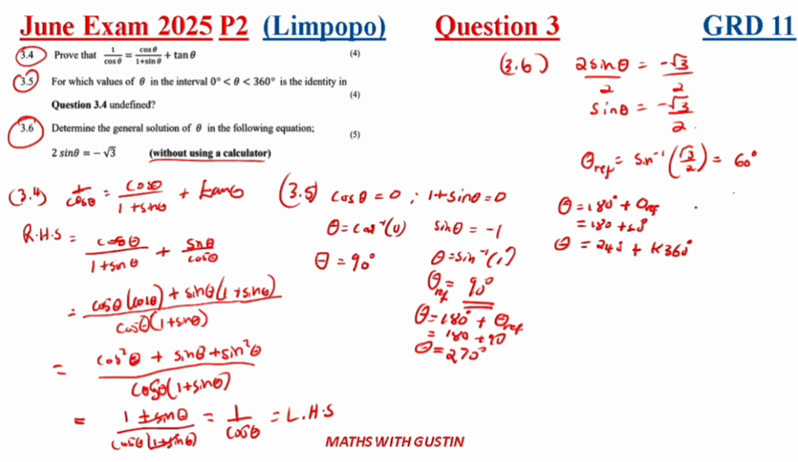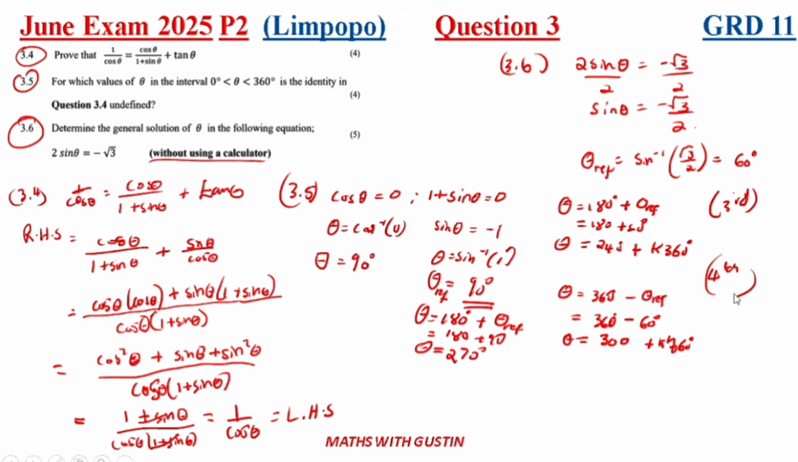And then also another one, this is on the 4th quadrant where it's also negative. Theta is going to be equal to 360 minus the reference angle, which is 60 in this case. Therefore, you're going to be left with an answer of 300. Theta is going to be 300 plus K 360.